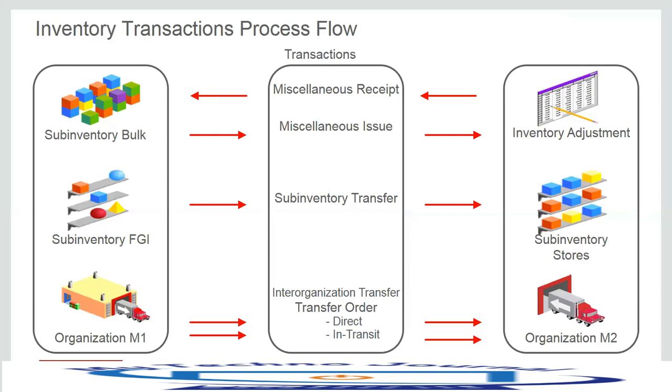You want to transfer the material from say sub-inventory FGI to sub-inventory stores. So we could do a sub-inventory transfer transaction. Or else, if we want to move the material from an organization M1 to organization M2, we could use the inter-org transfer, that is inter-organization transfer. We will talk about the transfer order and what we mean by direct and in-transit in that particular box. We will discuss that clearly even during the demonstration.